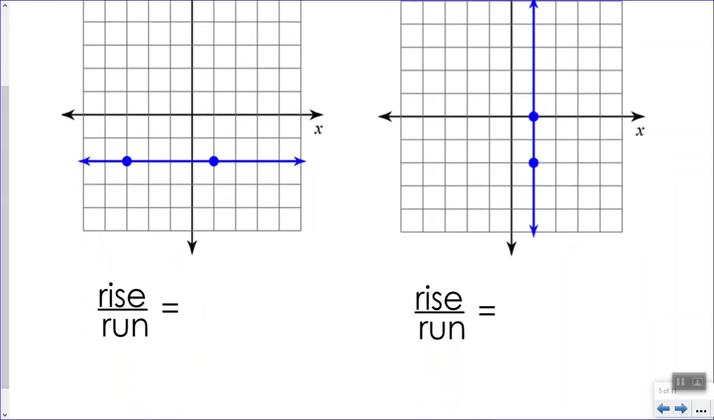Here are our two special slopes. If we look at these 2 points, as we go from the left to the right, we don't move up or down at all, so my rise is 0. Then between the two that we've marked off, our run is 4. So here we have a slope of 0. This is our horizontal line.